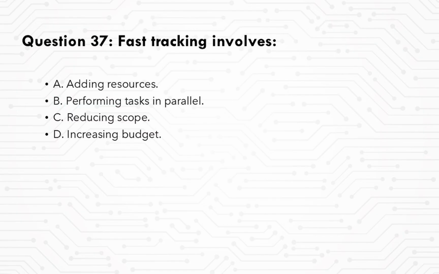Question 37. Fast tracking involves A. Adding resources. B. Performing tasks in parallel. C. Reducing scope. D. Increasing budget. Answer: B. Fast tracking overlaps tasks.